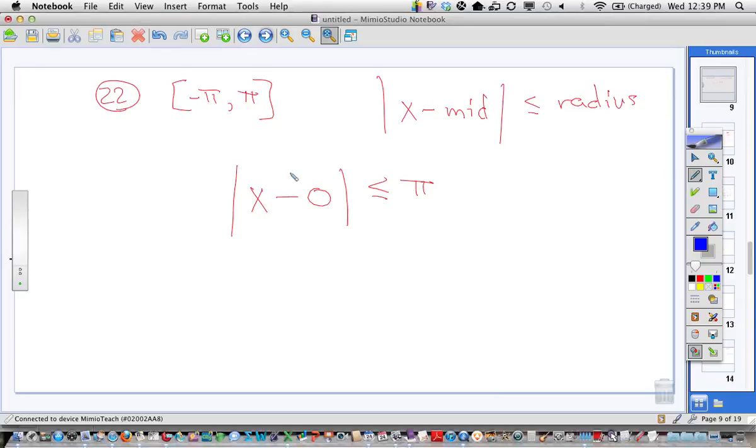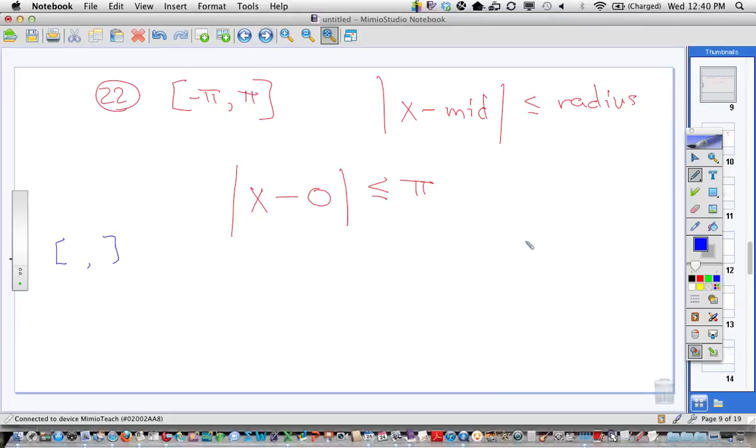In the other class, we talked about two things. This was number 22, negative pi to pi, and so it's x minus the middle, less than or equal to the radius, so it's like this. The question came up, is it always less than or equal to? And that is the case as long as you're doing a closed interval like an in-between kind of thing.